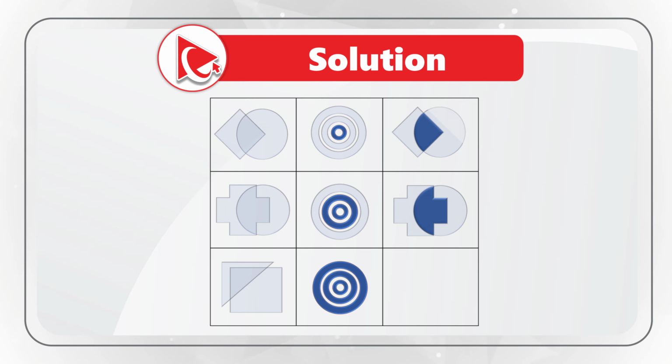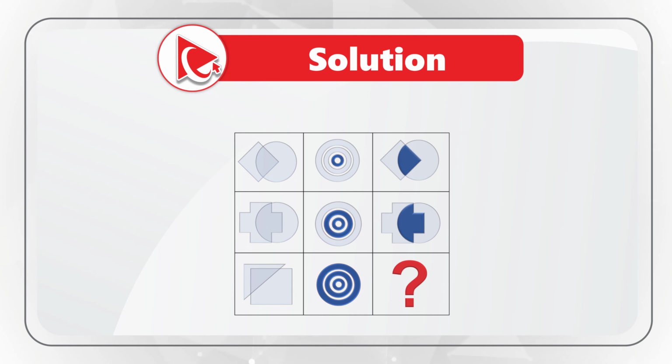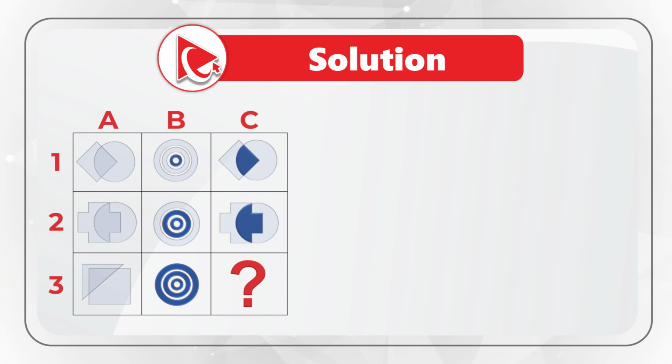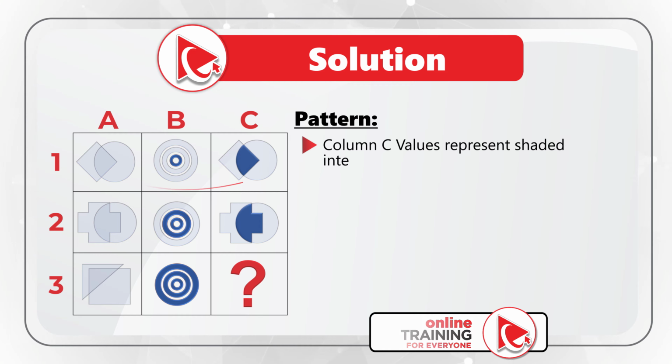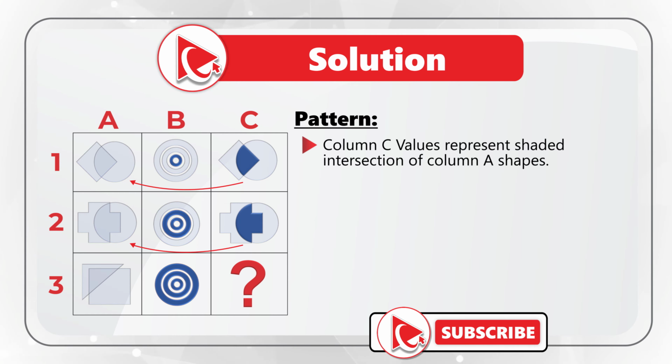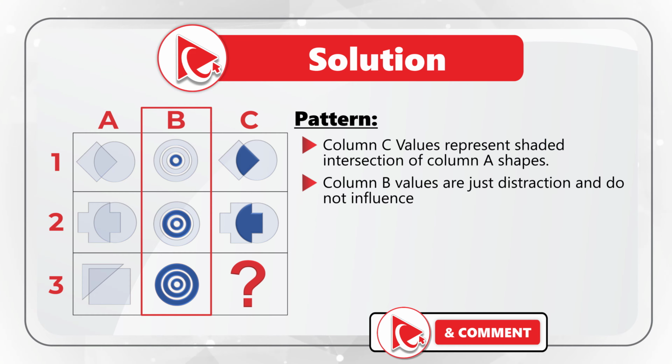Let me first add some references to the matrix. We will name columns A, B, and C, and we will name rows 1, 2, and 3. And you probably noticed here, but column C values represent shaded intersection of column A shapes. And considering this, column B values are just a distraction and do not influence the answer in any way.